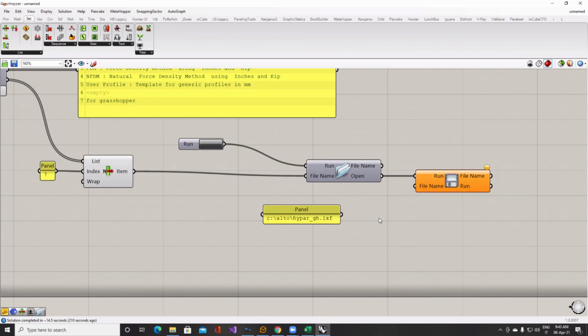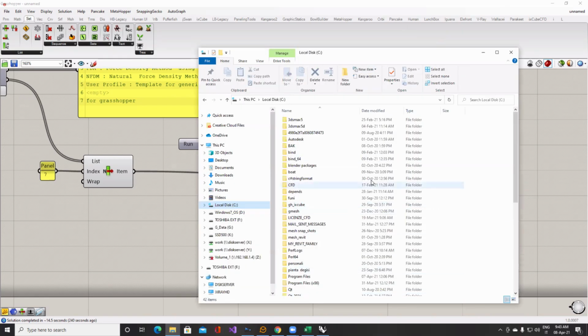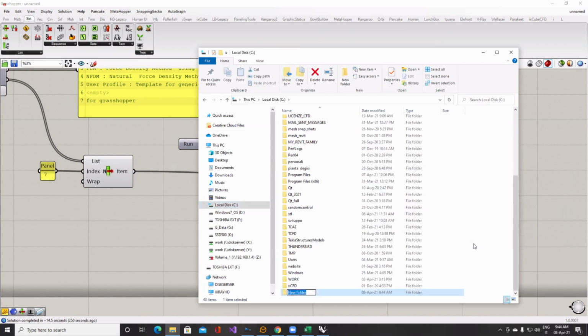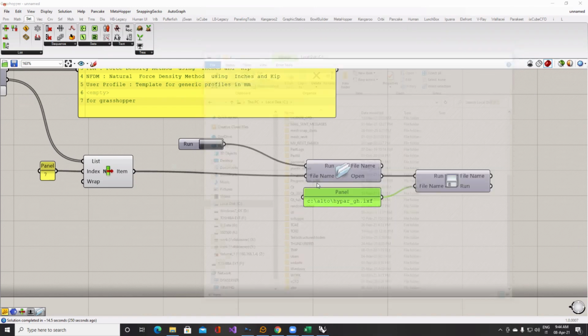So as soon as I open the template, I want to save the file into C Alto iParJaka EXF. When you do this, you must be sure that the folder exists. So let's go and check that this one exists. I am making a new folder just to show you. I don't have Alto, so I make a new folder and call it Alto. If the folder does not exist, it will not be able to create this one.